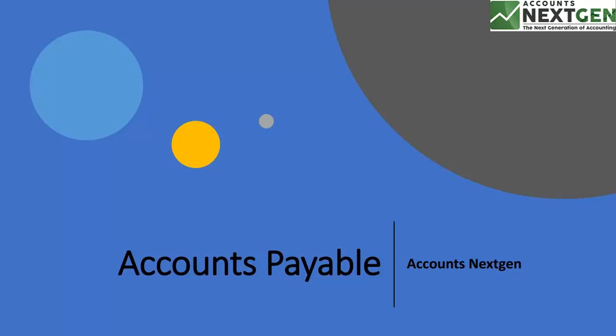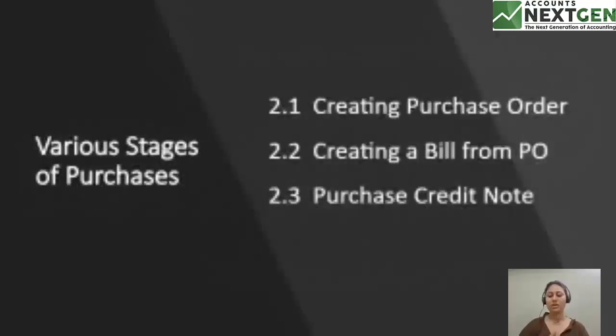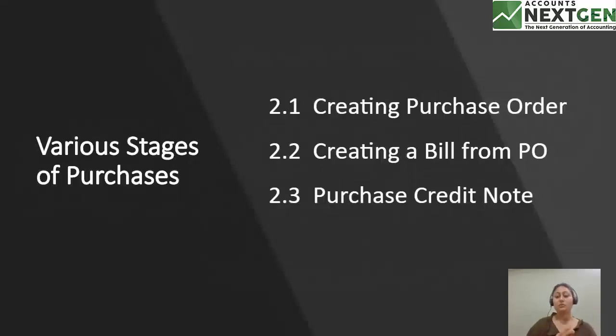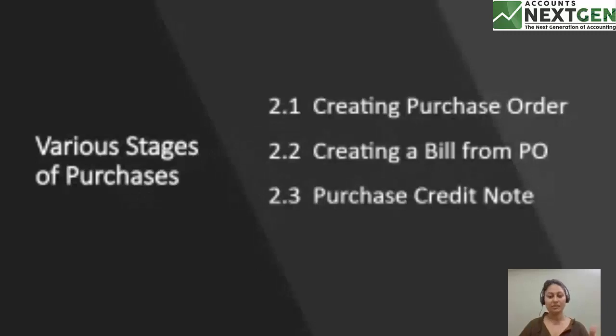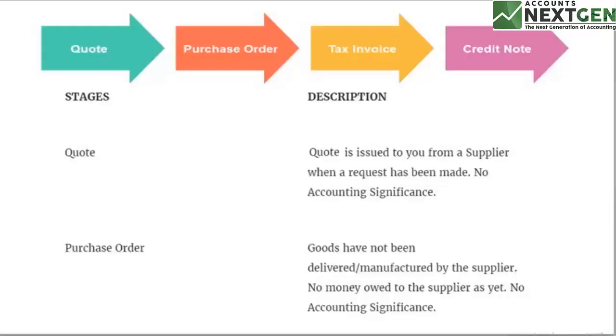All right, so we know now what is basically the purchase and how it is divided in the cost of purchase. So now I'm going to focus on Xero. First of all, what are the various categories, and how do we proceed with that? There will be, obviously, a quotation, then the purchase order, tax invoice, and credit notes.